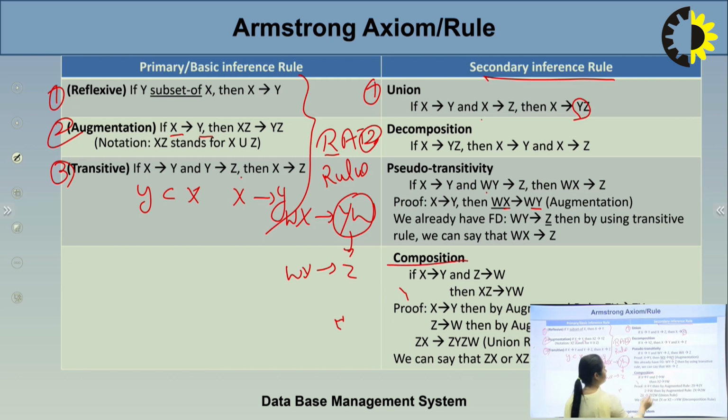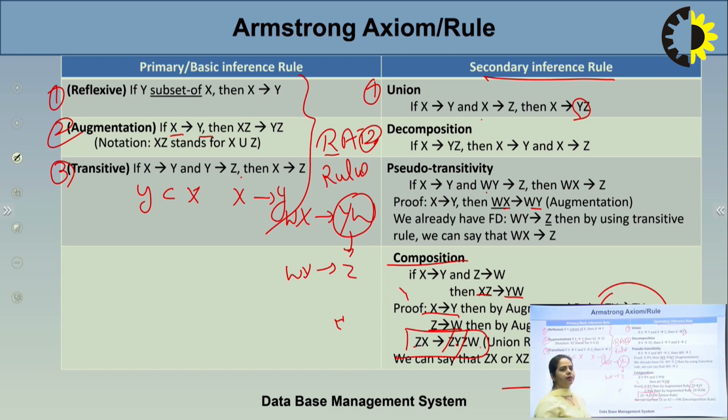Next is your composition rule. If X tends to Y and Z tends to W, then XZ tends to YW. How can we prove that? This is a given functional dependency. We will add Z on the left and right hand side both. Now this is also a given functional dependency, so I can also add Z, W. This functional dependency is also given. When we union these functional dependencies, we get this, and after removing the repeated Z, we get XZ tends to YW. So this is the proof of the composition rule with the help of augmentation and union.